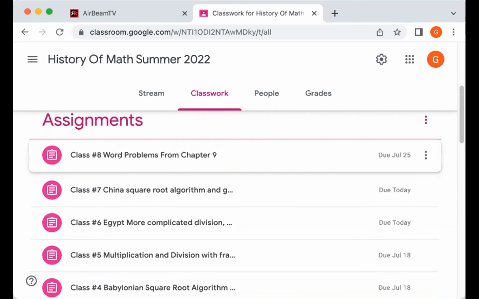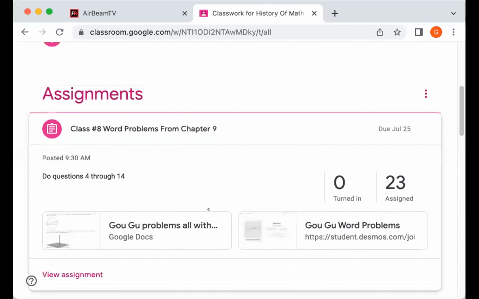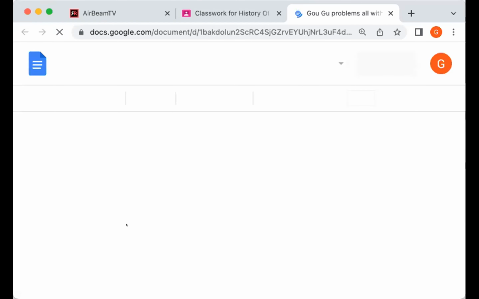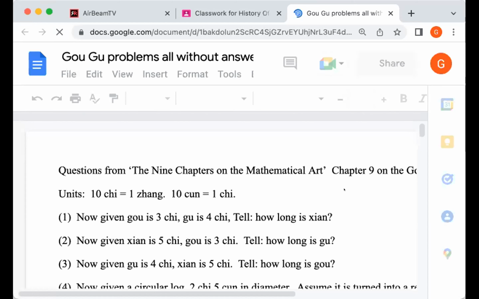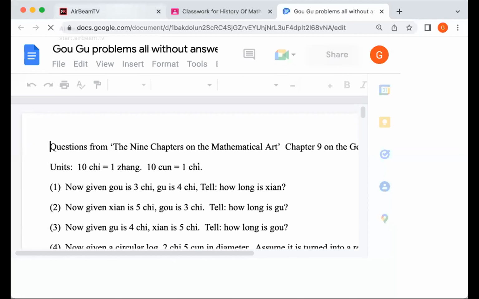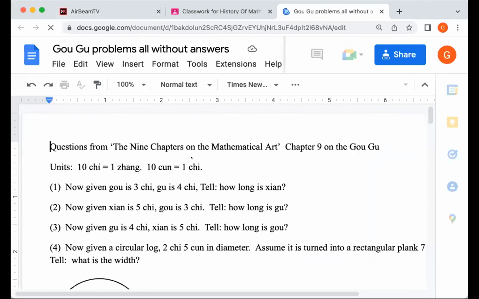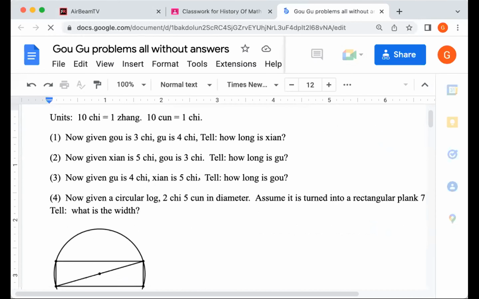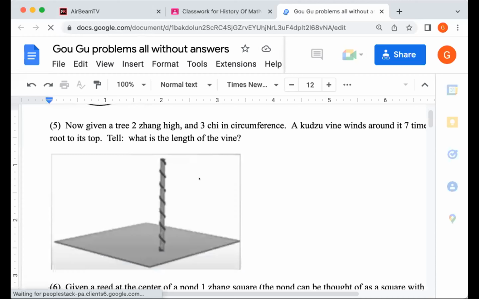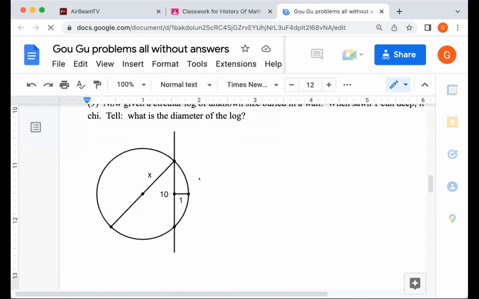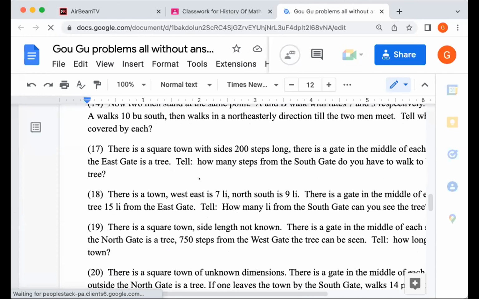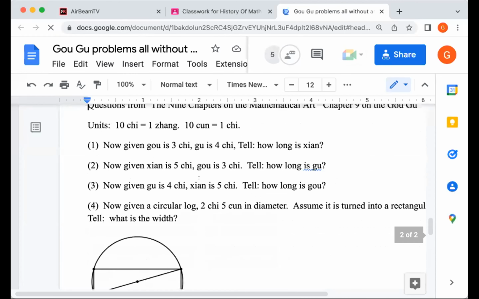So for class number 8, I have 2 links. One is for a Desmos, where you're going to put your answers. And one says problems all, without answers. So here are the translations of the 24 problems. Now, they did not have diagrams, but some of them are really hard to understand what they're talking about. So I added diagrams for questions 4, 5, and 9. Those were the hardest ones to make a diagram for.